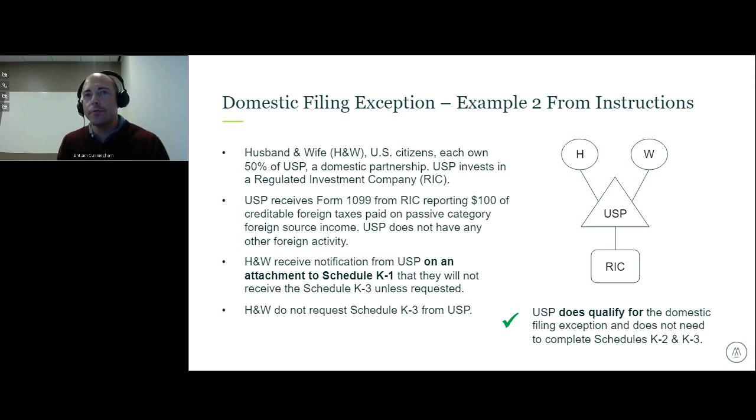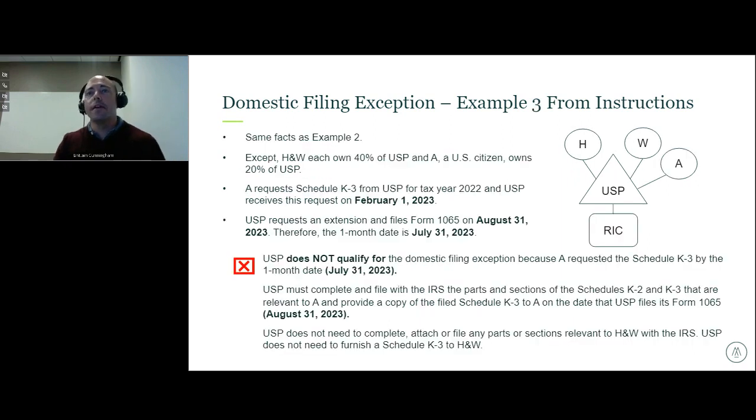So there's a payee statement, you've got the foreign income, the foreign activity is not above the threshold, so they meet one through three, because on the third bullet point, they receive notification from USP on the K-1 that they will not receive the K-3 unless requested. So if they don't request it at any point in time, then USP qualifies for criteria four, and no K-2 and K-3 need to be prepared or filed with the IRS.